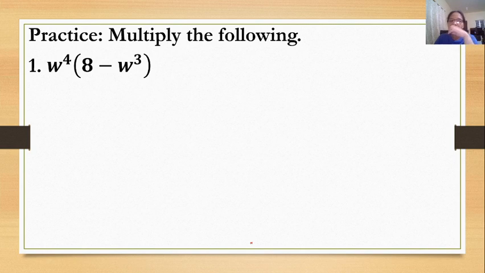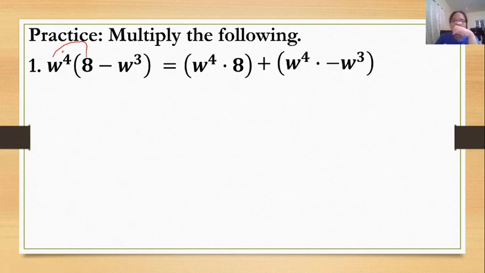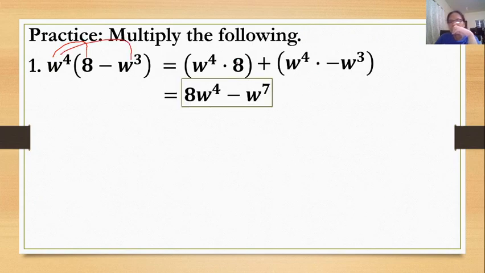What's the product between w to the 4th and 8 minus w cubed? So that's a monomial times a binomial. So distribute w to the 4th to each term. So multiply w to the 4th by 8 plus the product of w to the 4th to negative w cubed. And simplify further. This will give us 8w to the 4th. And then add the exponents. 4 plus 3. It's 7 in here. So negative 1 times 1 in here will give us negative. That's why this becomes negative in here.